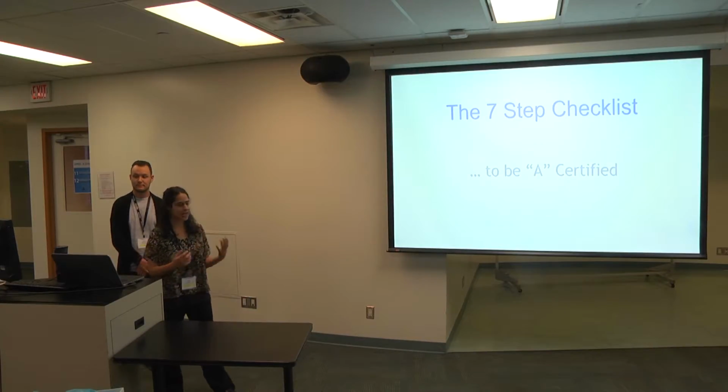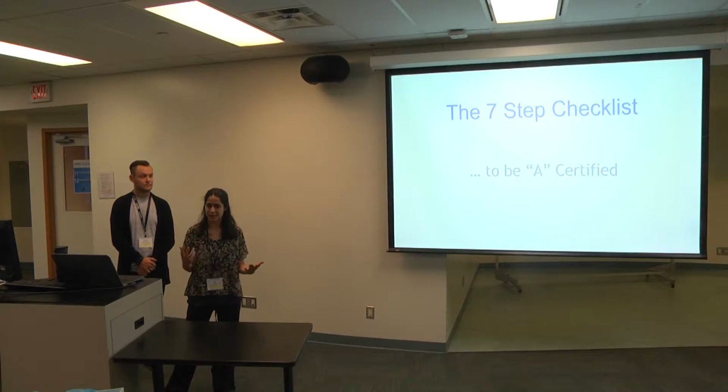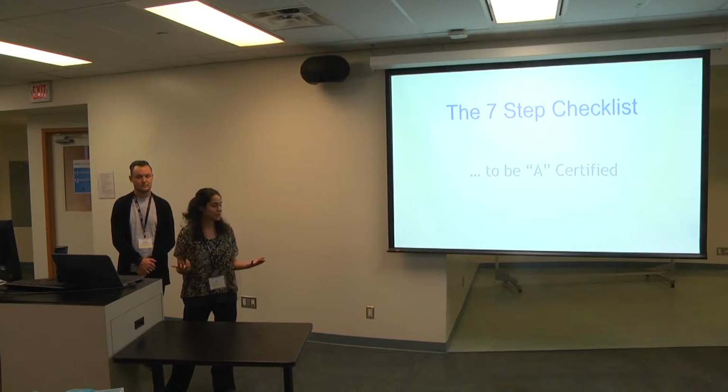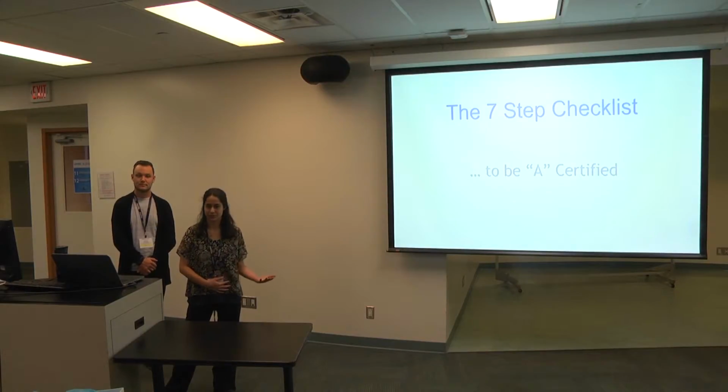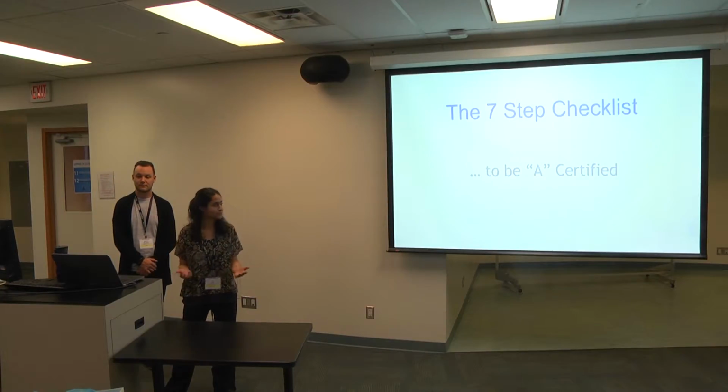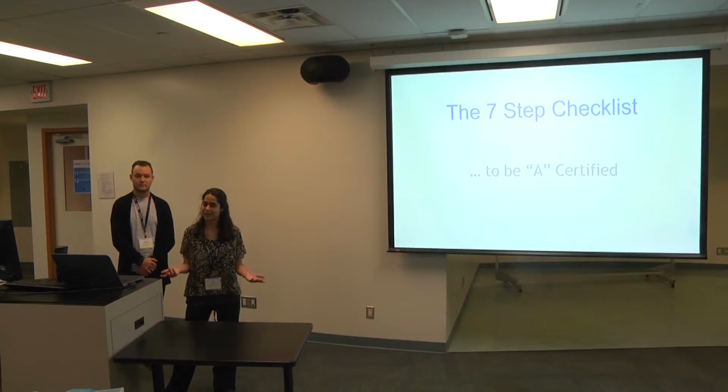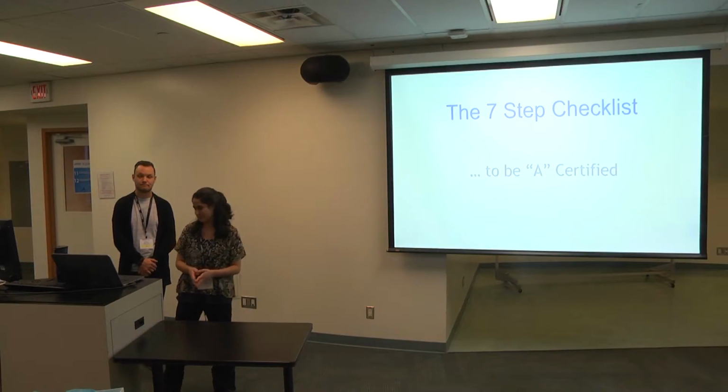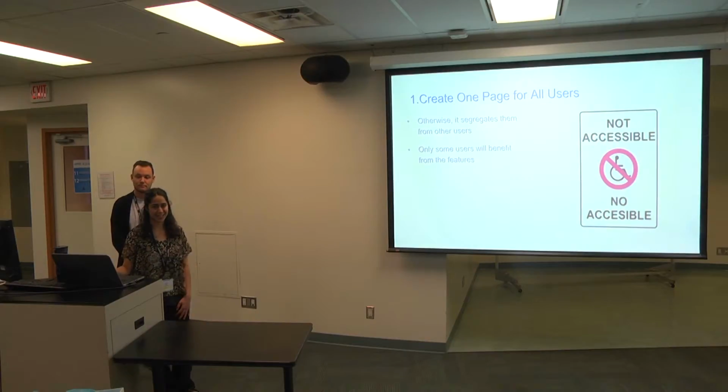So we're going to get A certified. First of all, let's talk about what that even means. Well, the Government of Ontario requires you to be A certified if you have a company with more than 50 employees. And this is basically a checklist of things that you can do to make your application accessible for everyone. In the next 10 to 20 years, you're going to have to be AA, and then after that, in the future, you'll be AAA. So let's get into it.